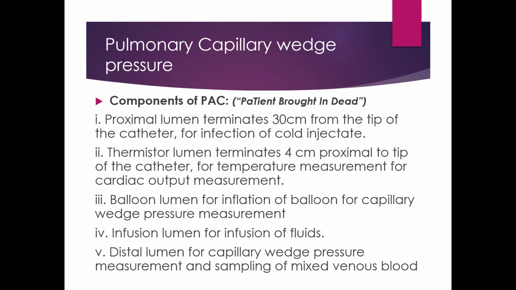All right, we have the infusion lumen for infusion of fluids. The distal lumen, this is important. The distal lumen measures the capillary wedge pressure and is also used for sampling mixed venous oxygen, the SvO2. And we're going to be looking at that as time permits us, because you can actually get about 8 to 10 parameters from your properly placed pulmonary artery catheter.